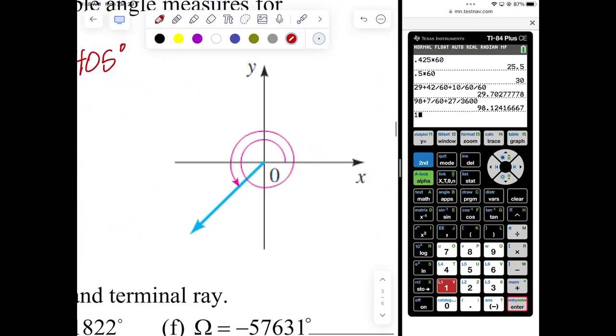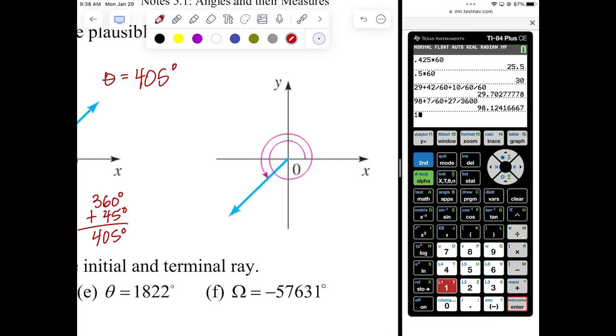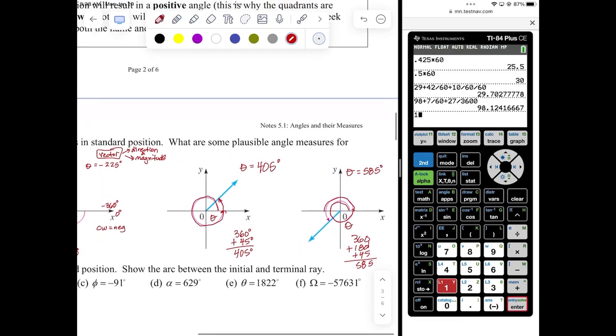All right, last one here. Let's do this one. Should this be a positive or negative angle? Positive, so let's call it theta. And theta is going to equal, we go all the way around to 360, plus another 180, plus another 45. So that gives us what? 585. Woo! It's getting hot in here, right? 585 degrees.